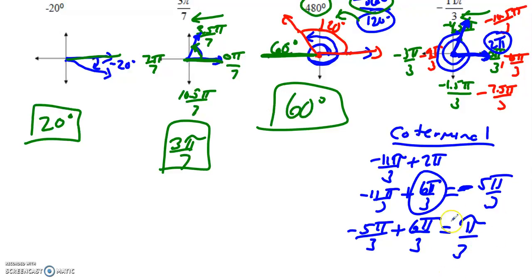Does pi over 3 work with what we're naming a reference angle? Does it relate to the x-axis? It does, because pi over 3 is from here to here. Is pi over 3 an acute angle? Yes, it is. So this is my answer for the fourth example on this page.